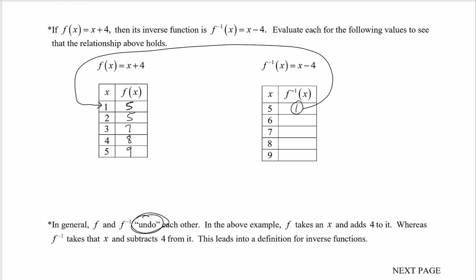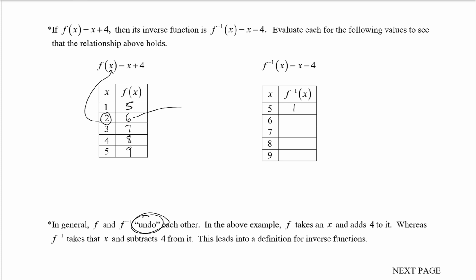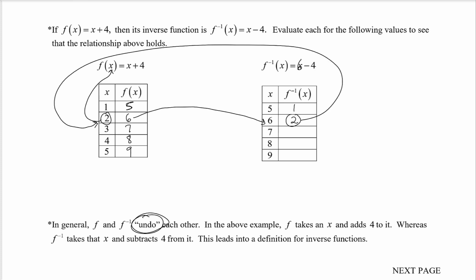So again, let's think through that process one more time. I take an input like 2, I dump it in, 2 plus 4 is 6. Now I've got this output, I've got this 6, but I want to return it back to the 2 that I started with. So I'm going to take this 6 and dump it into the inverse. 6 minus 4 is 2, and 2 is exactly what I started with.